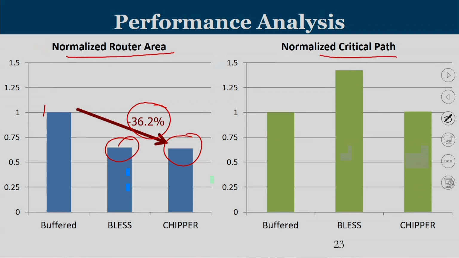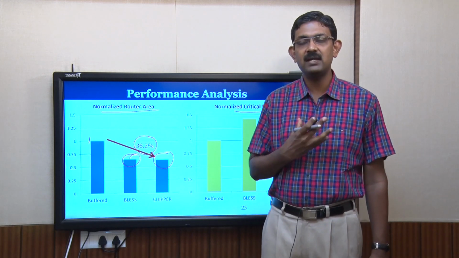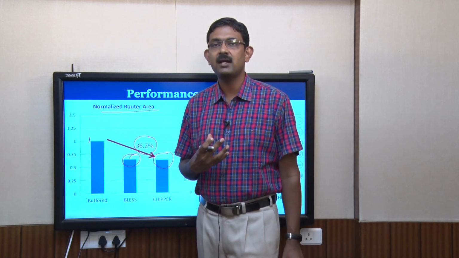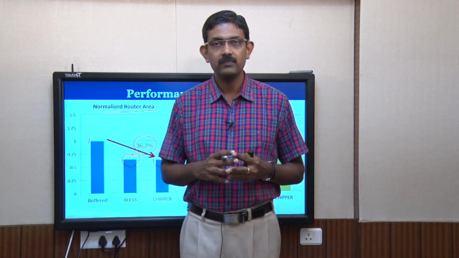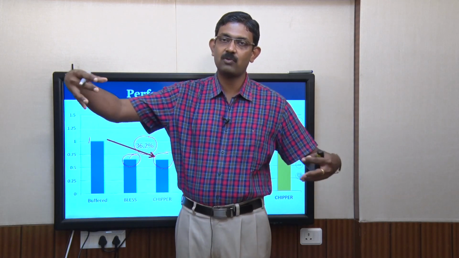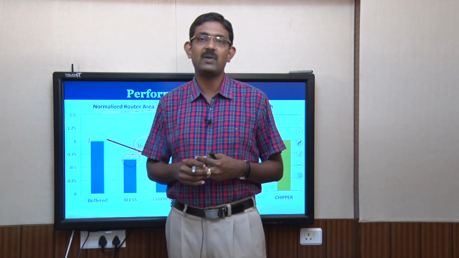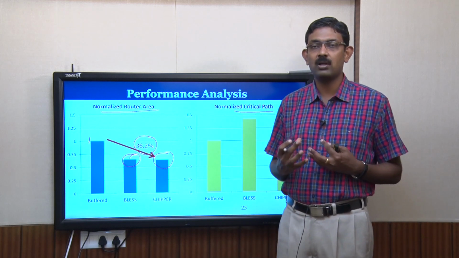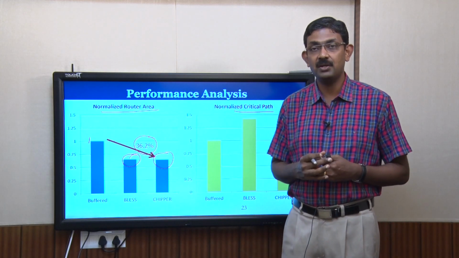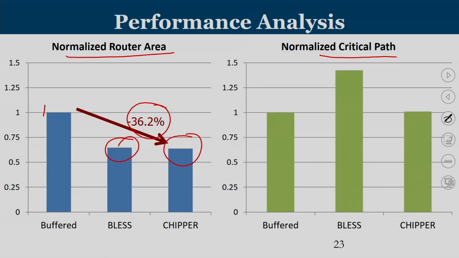path. How will you obtain the critical path? Here also, once we implement our design, this design has to be synthesized and we have to get the maximum combinational delay, the number of gates that come in the maximum combinational delay path. It is what is known as the critical path. So, how much time does it take for this router to process its input? So, this is also normalized to buffered.